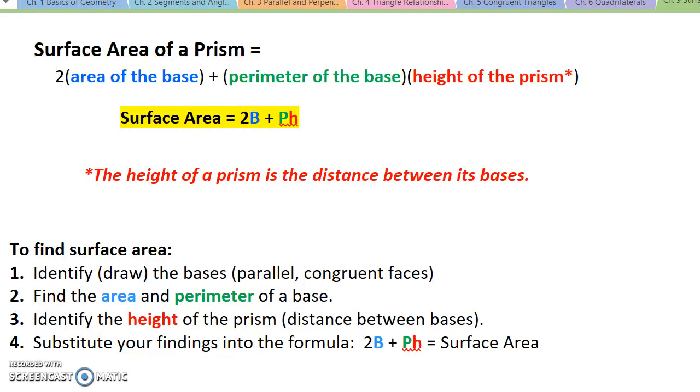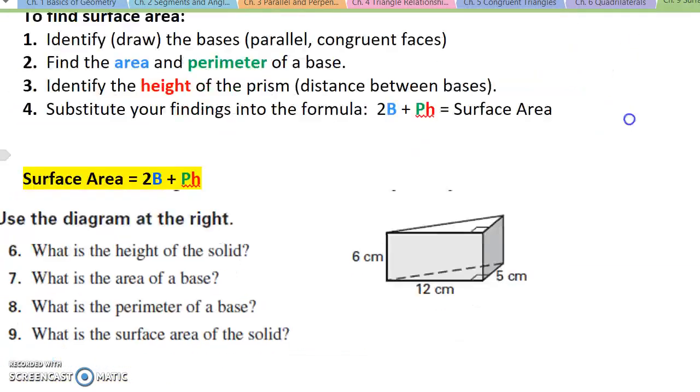I've given you the steps there, and if you want to copy them down, that's probably a good idea. Be sure you know what the letters stand for. Capital B, area of the base. Capital P, perimeter of the base. H, how tall is that prism? And the prism may not be sitting on its base, it might be lying down on its side, so look very carefully at that. So let's try a few figures.